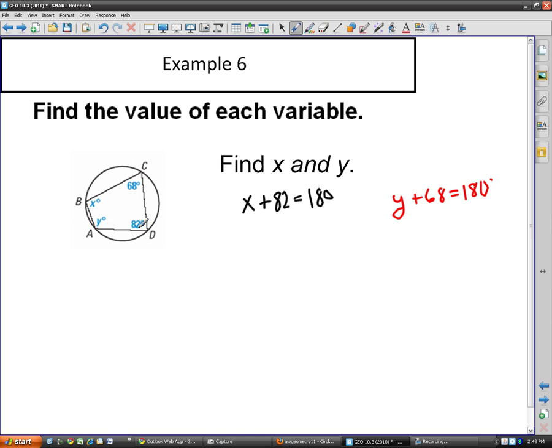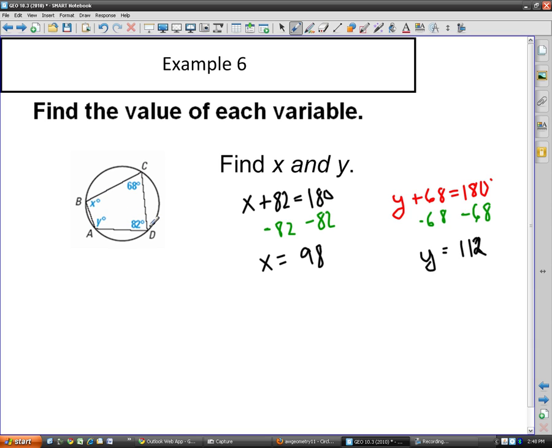So if I subtract 82 on this one, and I'm going to do both of these at the same time because I'm going to do the same steps, then I end up with x equal to 98, and over here, y would be equal to 112. Which should make sense now. If I was to add 68 and 112 together, I should get 180. If I add 82 and 98 together, I should get 180. And that's really all we're trying to do for this one.